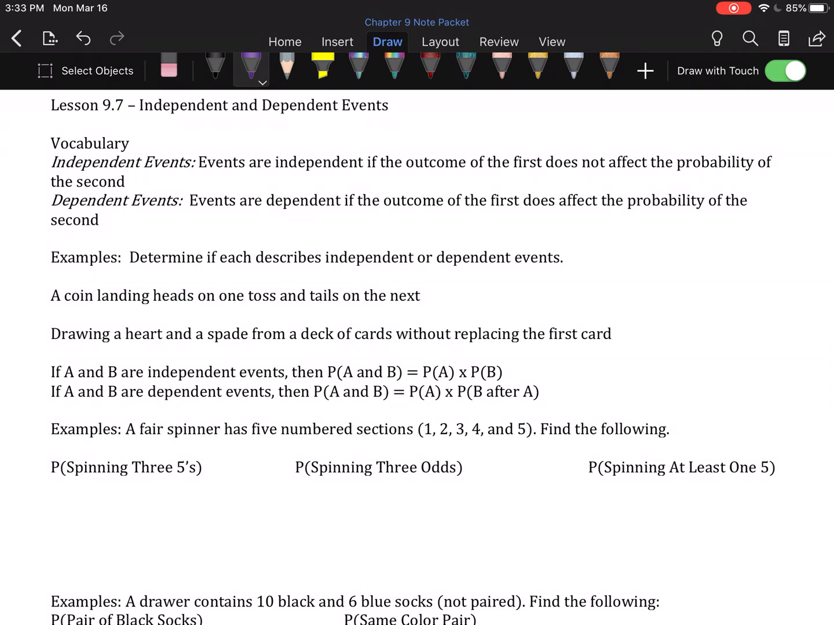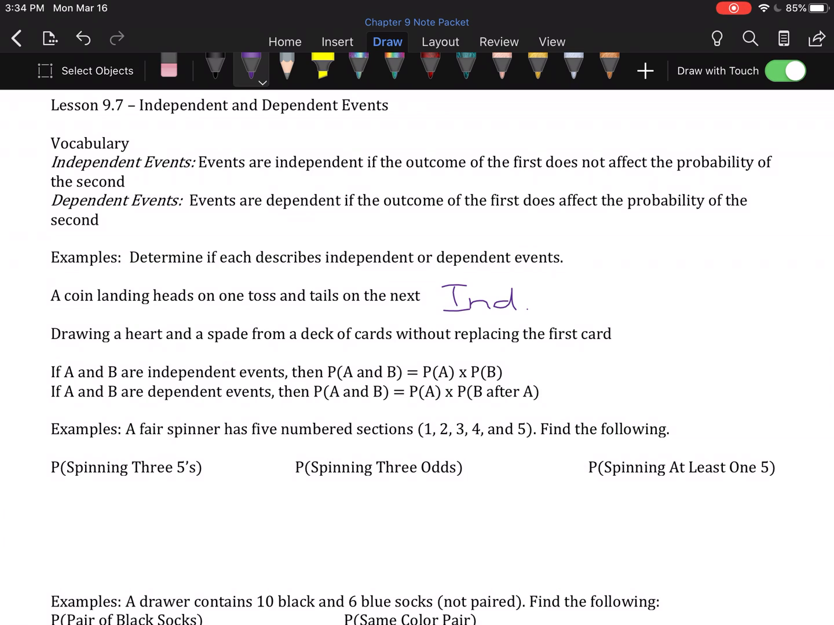Okay, so coin landing heads on one toss and tails on the next. This describes independent events, which I am going to abbreviate IND, because a coin landing either on heads or tails would have no effect on how it's going to land the next time. It's an entirely new experiment, a new trial, I should say. And it having landed on heads doesn't change the fact that the next time it's still got a 1/2 and 1/2 chance of landing heads or tails, respectively.